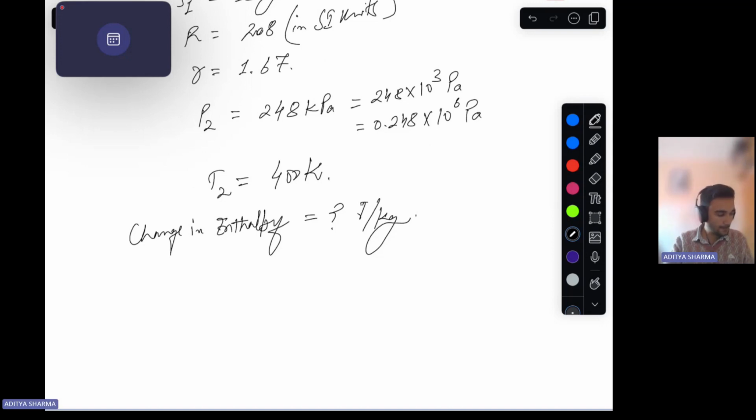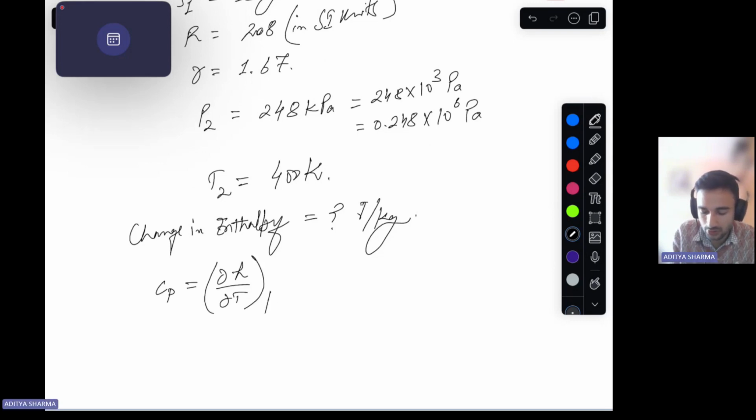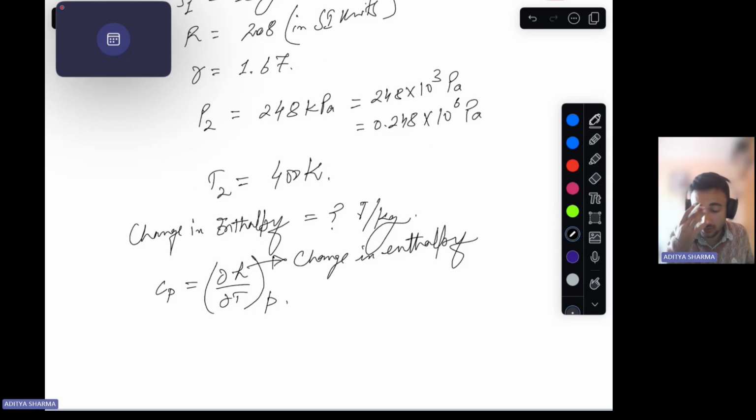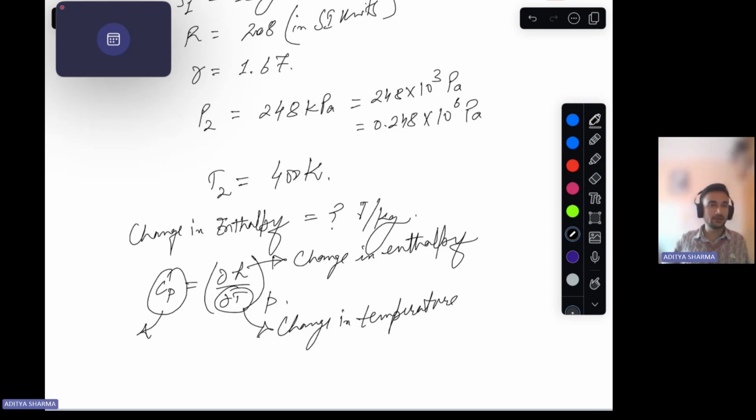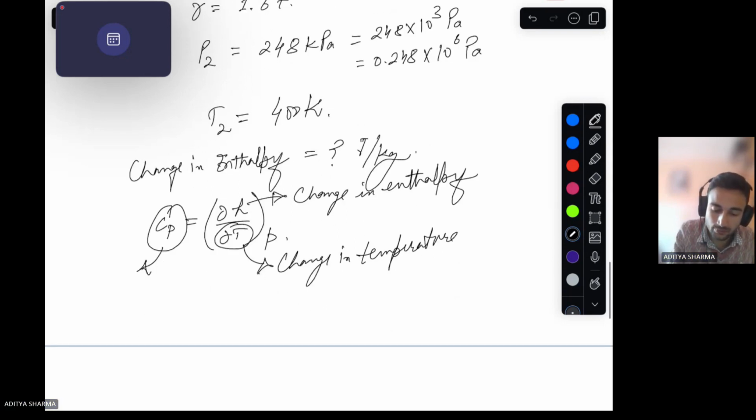So first of all, we know that Cp is dou H by dou T at constant pressure. So from here, the change in enthalpy can be found out. But for that, we need two things. One is we need to find out the change in temperature, and then this value, the specific heat value at constant pressure.